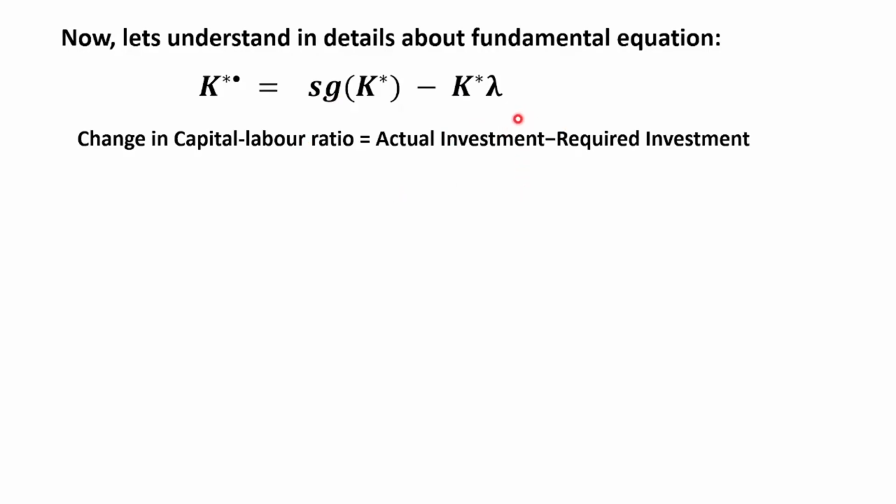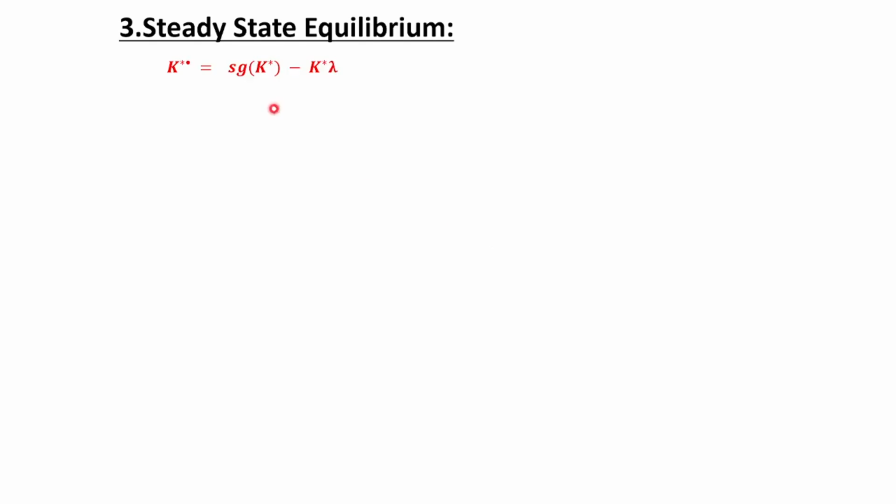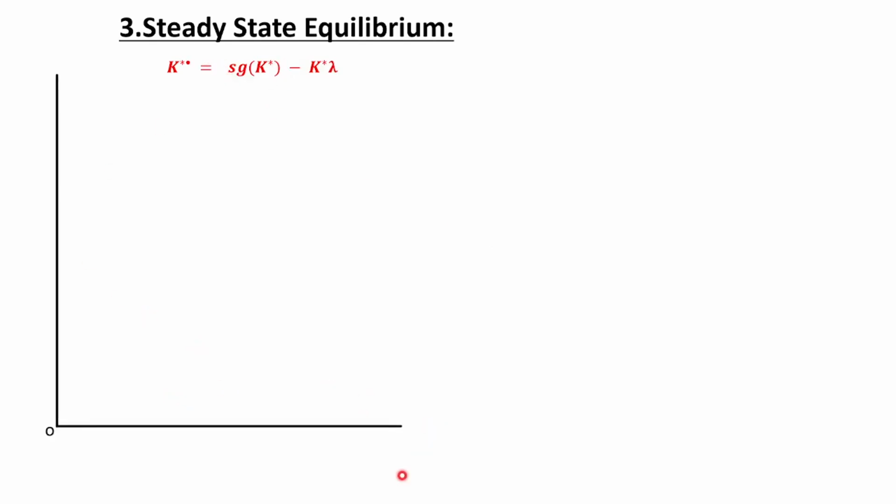Okay, now let's understand this fundamental equation with the help of a figure, and how the economy attains automatic steady state equilibrium under this model. This is the main equation, and on the x-axis we have k asterisk, which means the capital labor ratio or capital per labor, and on the y-axis we have k asterisk dot.